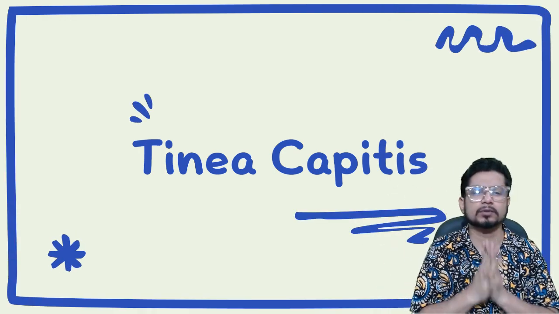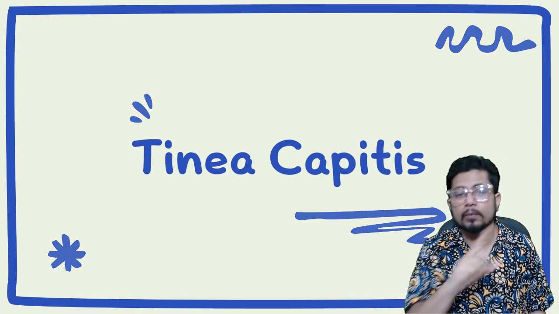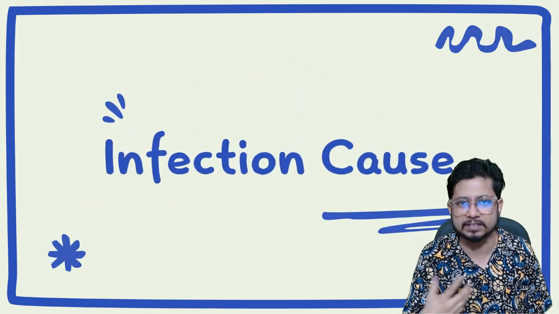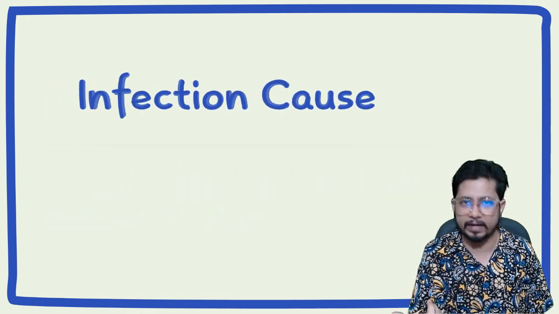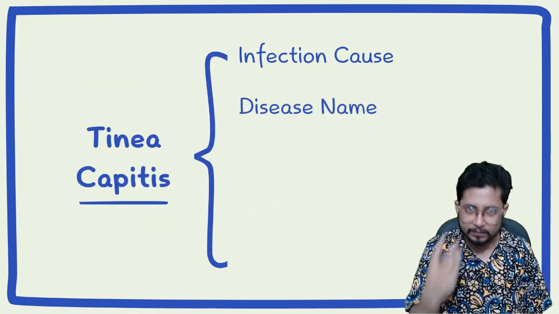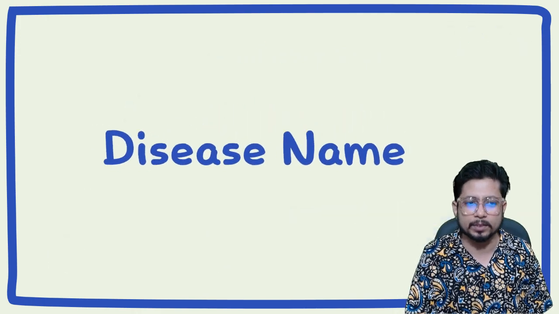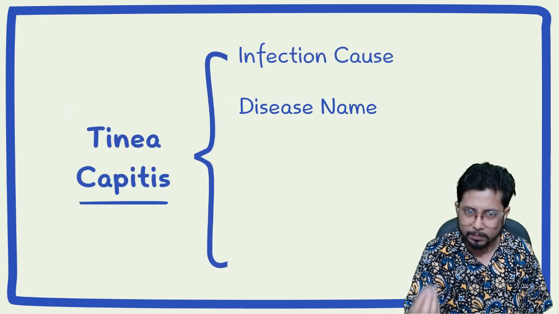In this lecture, we are going to talk about Tinea capitis, another kind of fungal infection in our arsenal. What is Tinea capitis? Let's start with the cause of this infection. It is a fungal infection usually caused by dermatophytes. Simply put, dermatophytes are fungi that love to grow in our skin cells. What is the name of the disease caused by these dermatophytes? Dermatophytes can cause many diseases, but it is Tinea capitis that we are going to talk about.